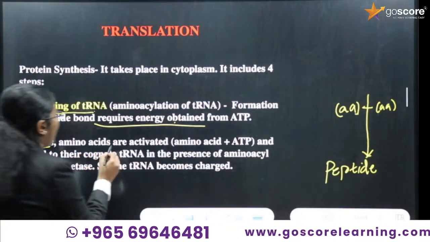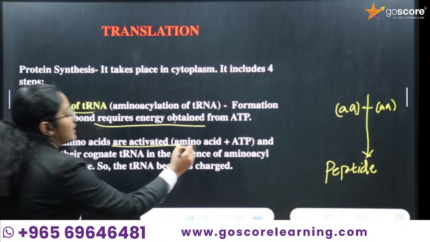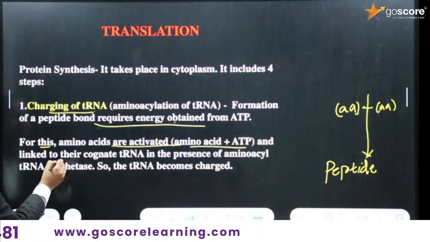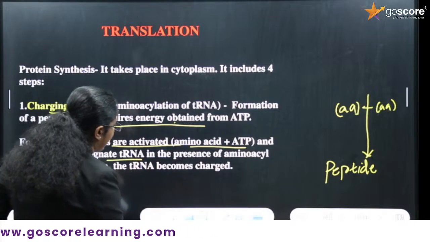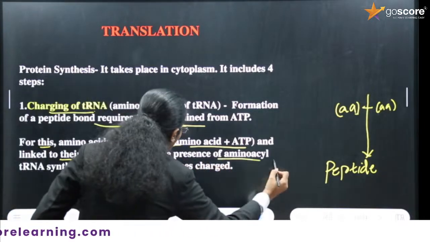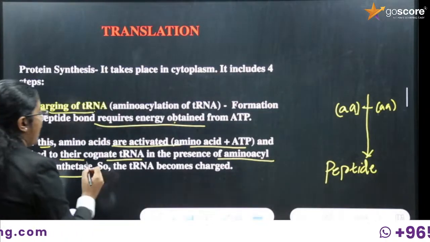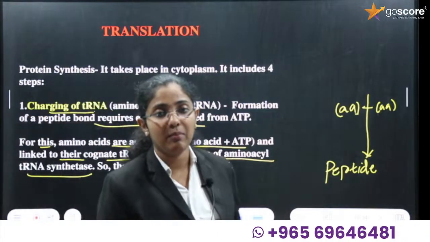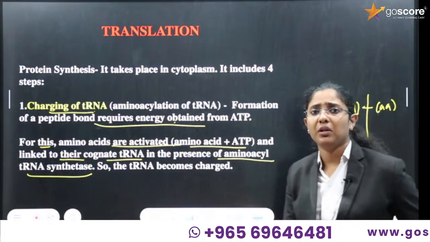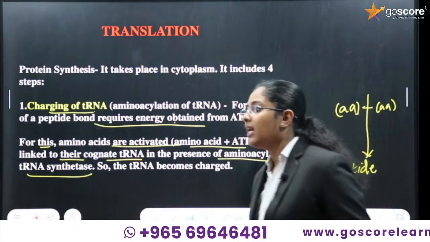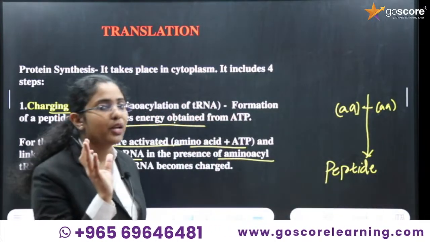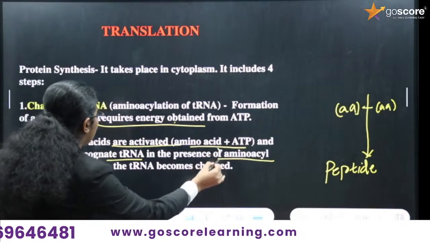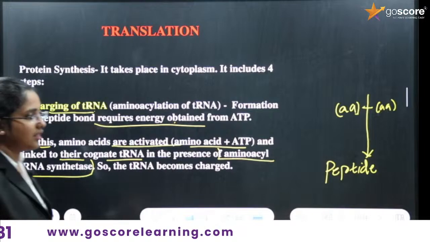See, for this, amino acids are activated. Amino acids are activated with ATP. Then it is linked to its cognate tRNA in the presence of which enzyme? Amino-acyl tRNA synthetase. It is very important. Activation of amino acid and charging of tRNA is done with the help of one particular enzyme. What is the name of that enzyme? It is amino-acyl tRNA synthetase.